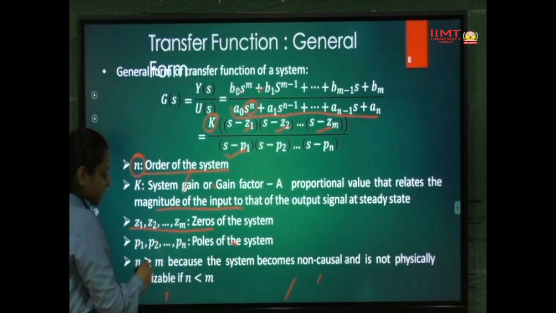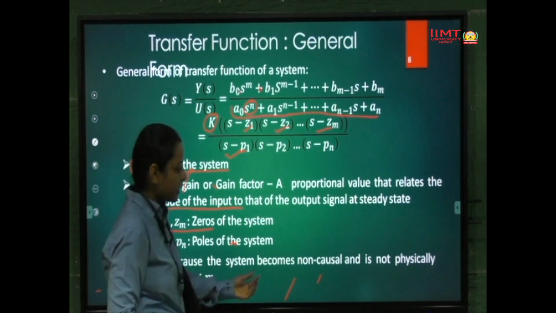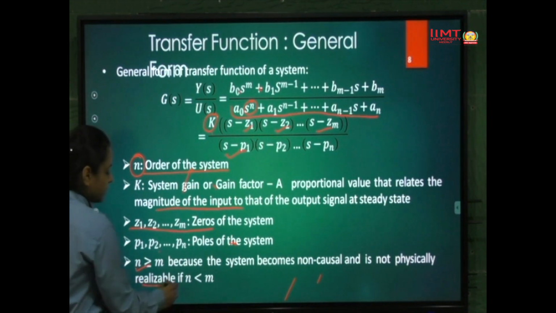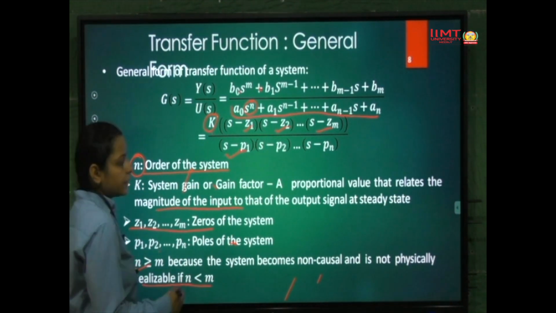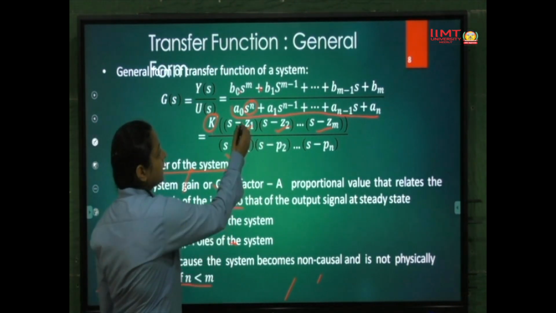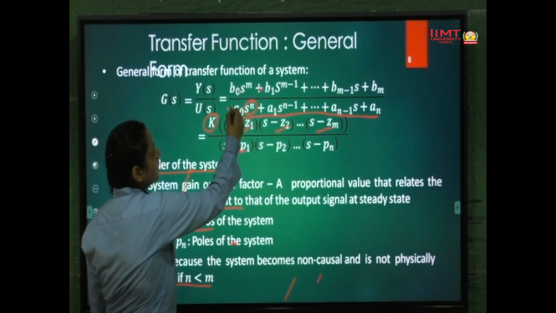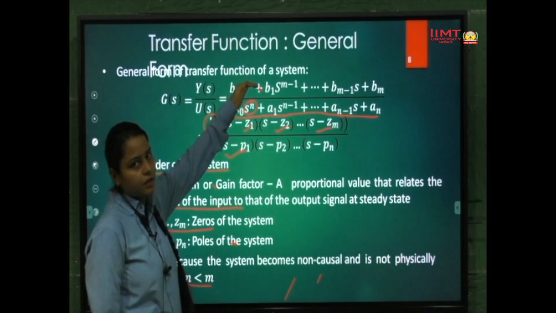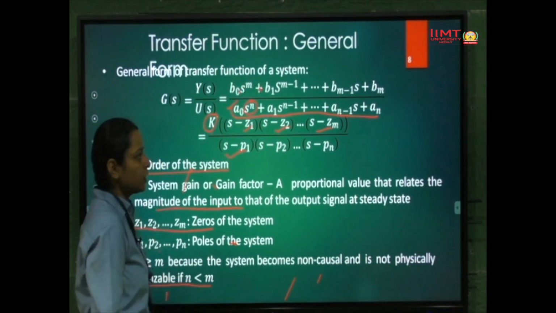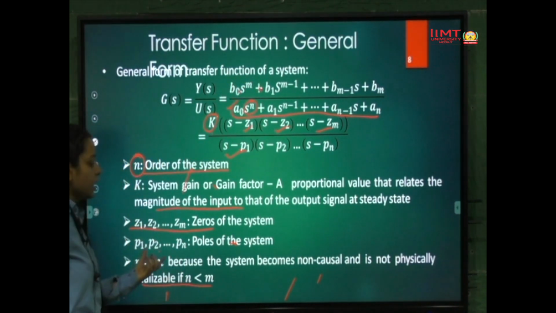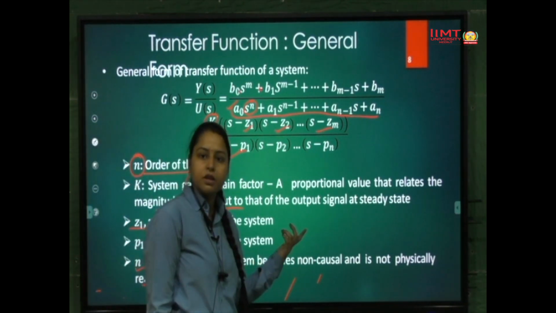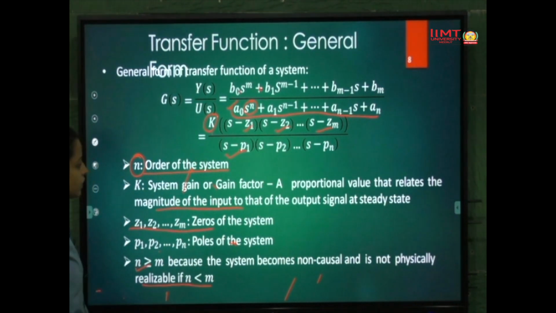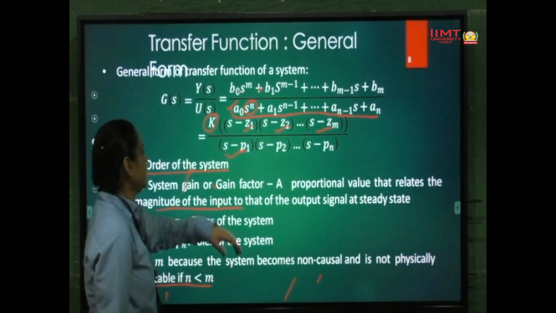The system becomes non-causal and is not physically realizable if n is less than m. So it is observed that n is always greater than m. That means the degree of the polynomial in the denominator is always greater than the degree of the polynomial in the numerator, because if it is not so, then it becomes a non-causal system which depends upon future values, which is not practically realizable. So we always have n greater than m.